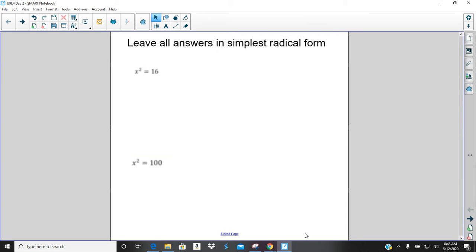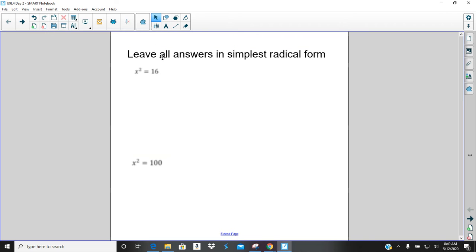So let's see this first question. Follow along with me, and you're going to answer the second question when we get to it. So we're going to solve. The directions should say solve, and we're going to leave all answers in simplest radical form. That means you're not going to be getting a decimal. You're rarely going to use your calculator except to find maybe some factors. So we're going to solve is the direction. So let's go through this.